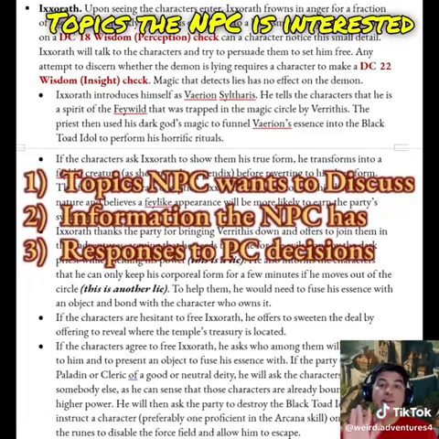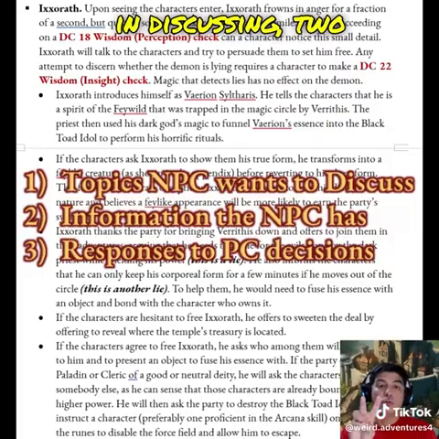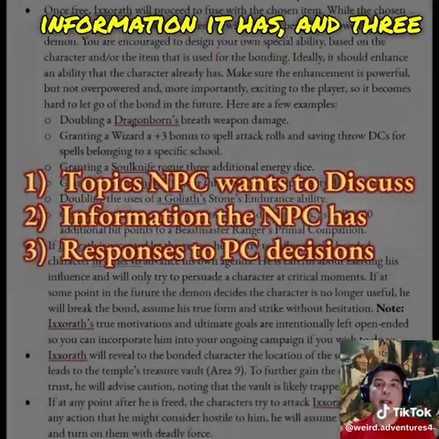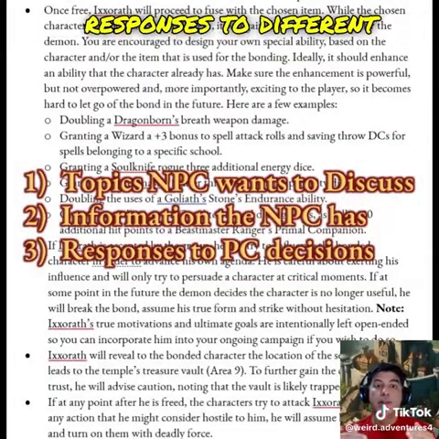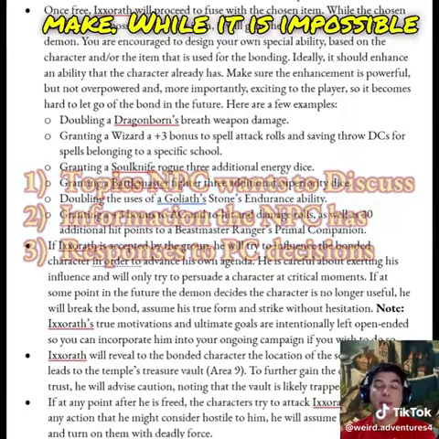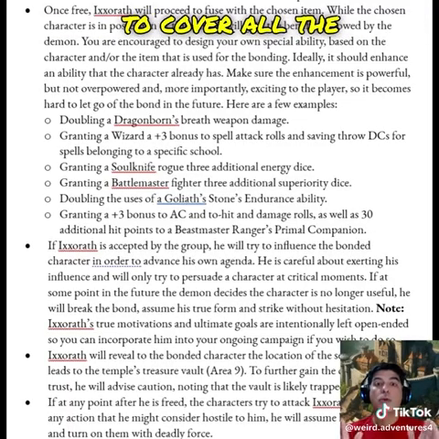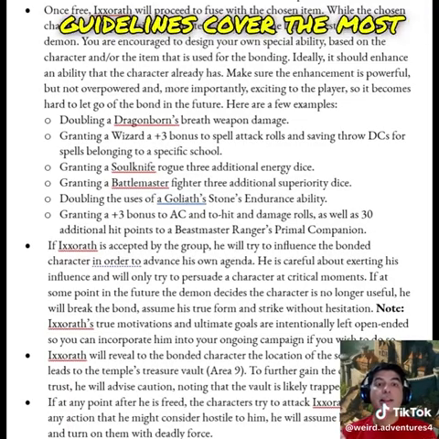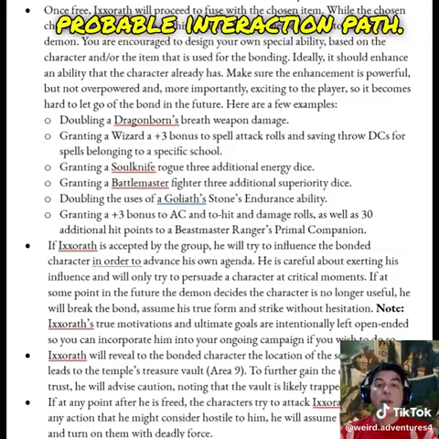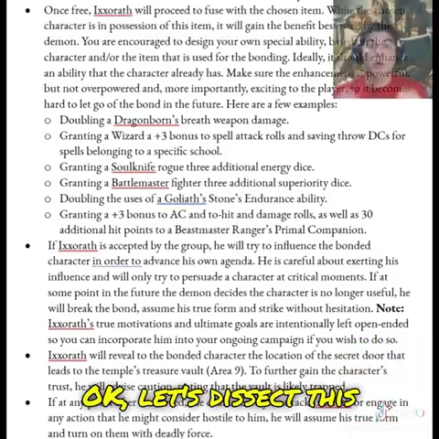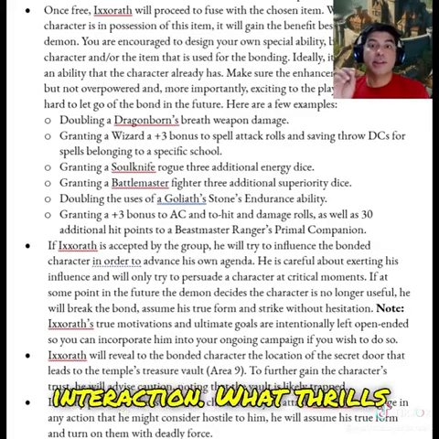1. Topics the NPC is interested in discussing, 2. Information it has, and 3. Responses to different decisions that players might make. While it is impossible to cover all the possibilities, these guidelines cover the most probable interaction path. Okay, let's dissect this interaction.